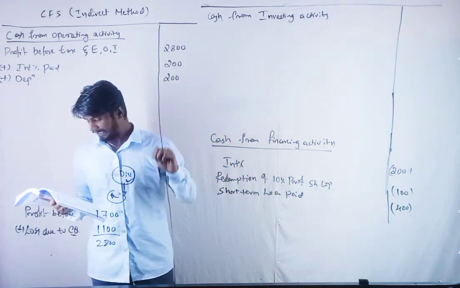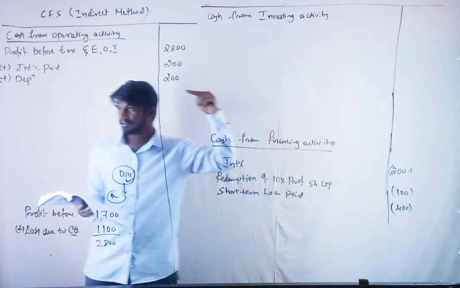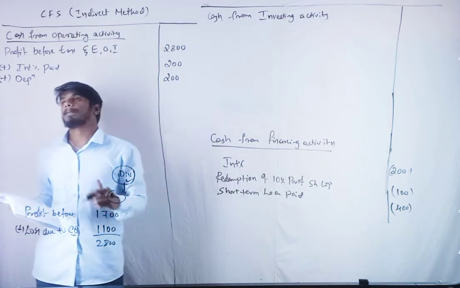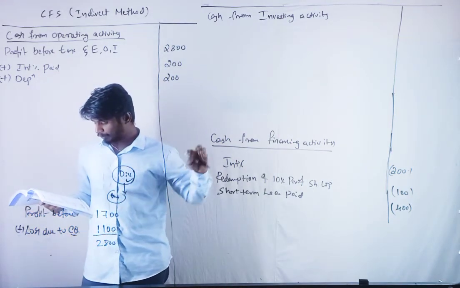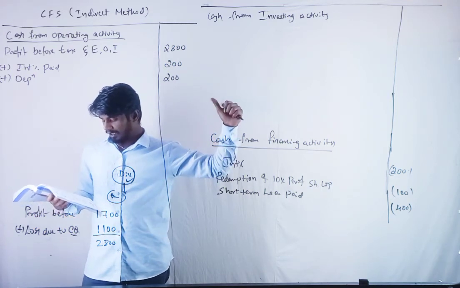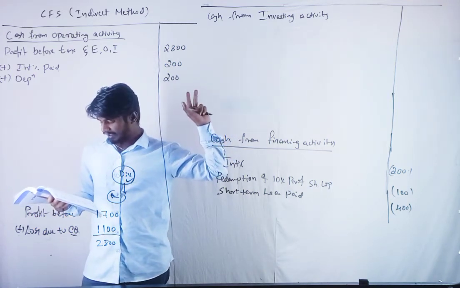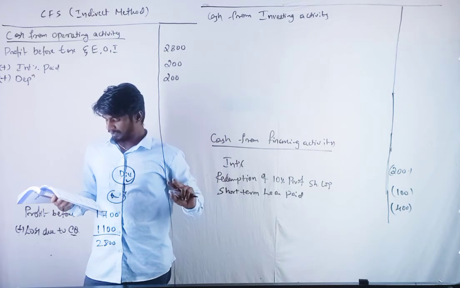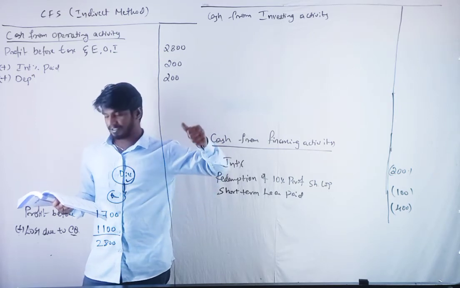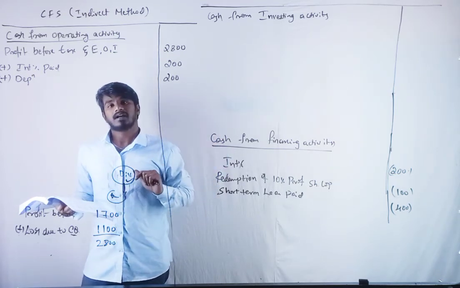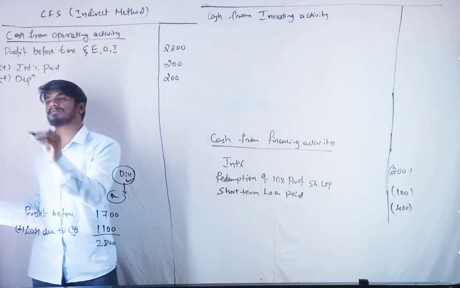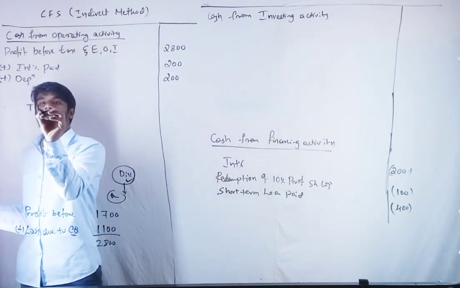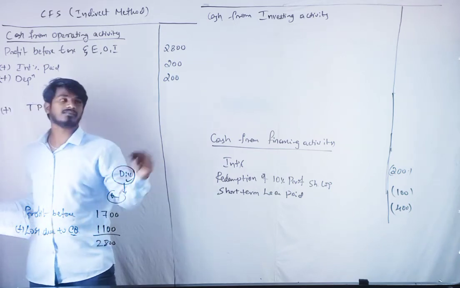Then trade payable, where we will show in the operating. What they have given, trade payable. It was 400 in the beginning and it became 500 in the end of the year. Means 100 got increased, means we didn't pay, right? The cash is still in the account. We should add it. Trade payable 100.